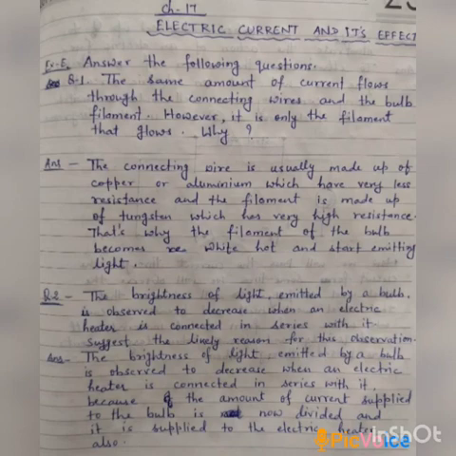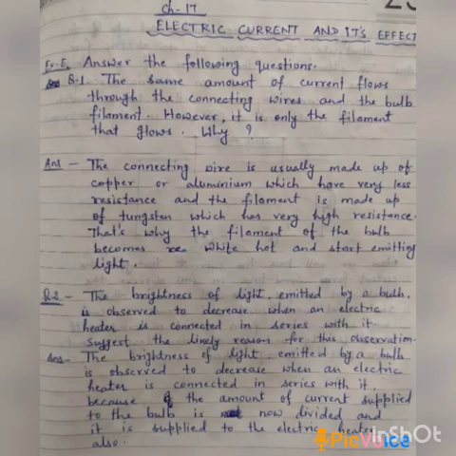Now question number 2. The brightness of light emitted by a bulb is observed to decrease when an electric heater is connected in series with it. Suggest the likely reason for the observation. What is the reason of decrease in the brightness of the light emitted by a bulb when an electric heater is connected in series with it?